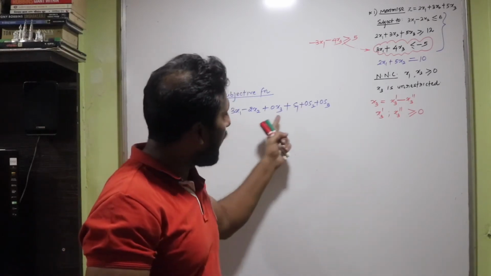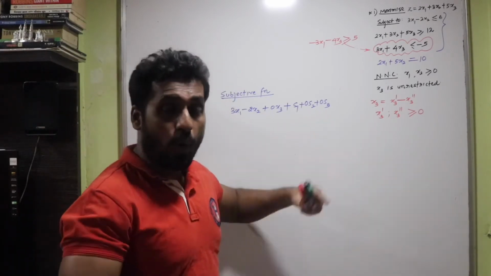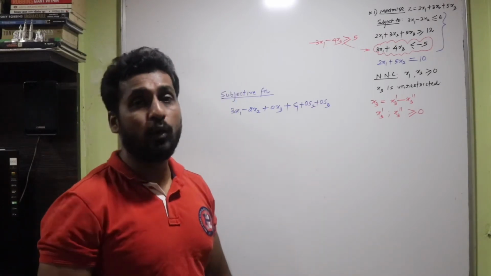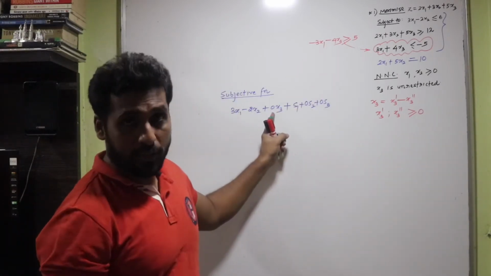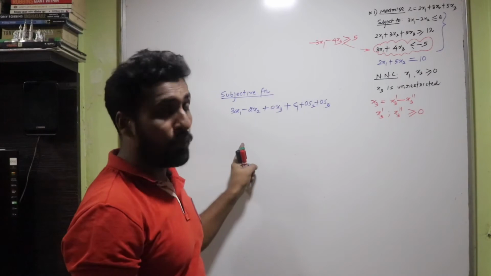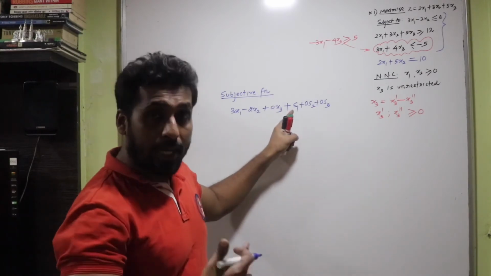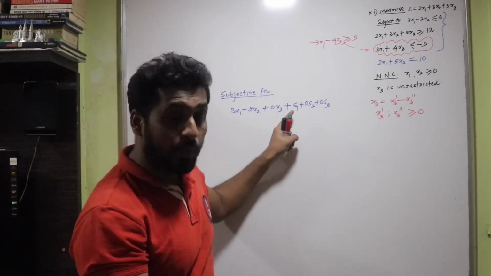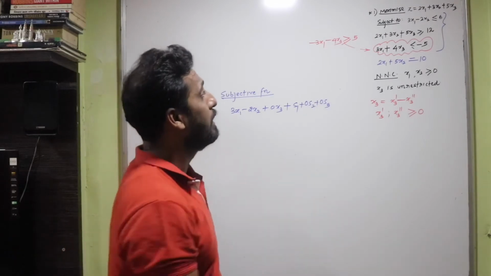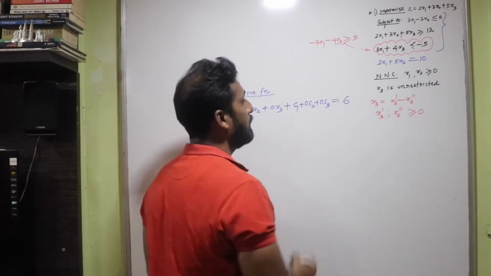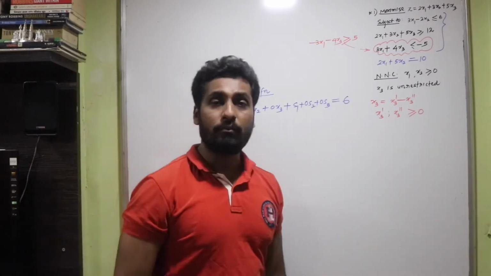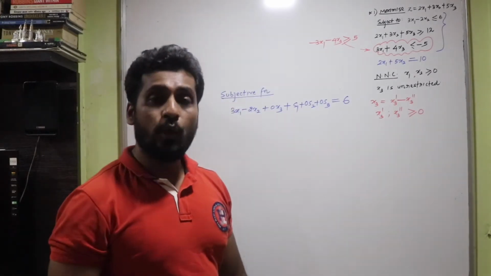But writing the inequation into an equation, all variables should be included. x3 was not present, so I've written 0x3. Since this is the first inequation, I've written plus s1. s2 and s3 are going to come in the next two inequations. So I've written 0s2 and 0s3 and then equal to 6. So that's my first inequation transformed into an equality.